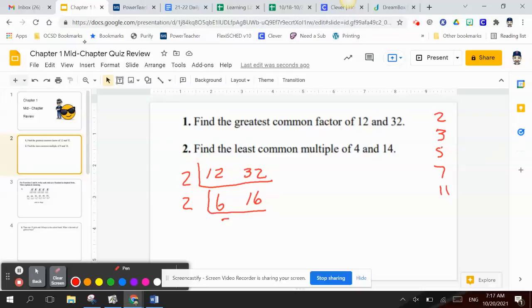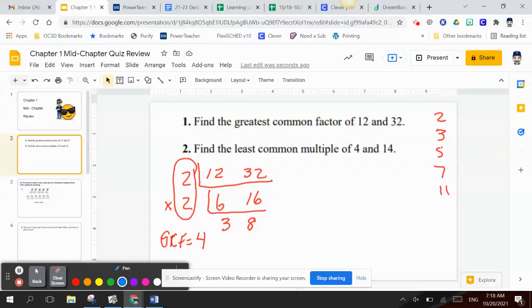2 times 3 is 6. 2 times 8 is 16. 3 is a prime number. It's over here in my list. So then, therefore, we are done factoring. So what is the greatest common factor? I take these two numbers out here. I multiply those together. The greatest common factor, 2 times 2 is 4.